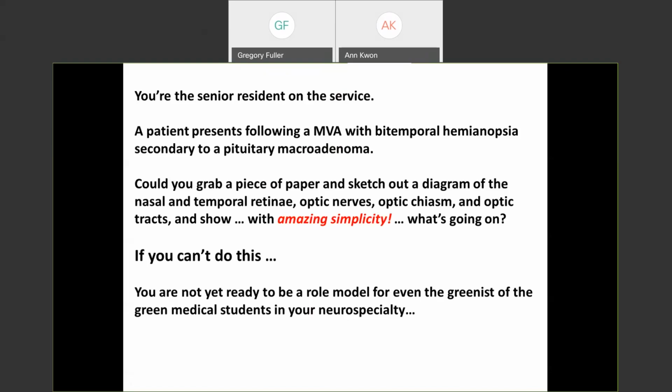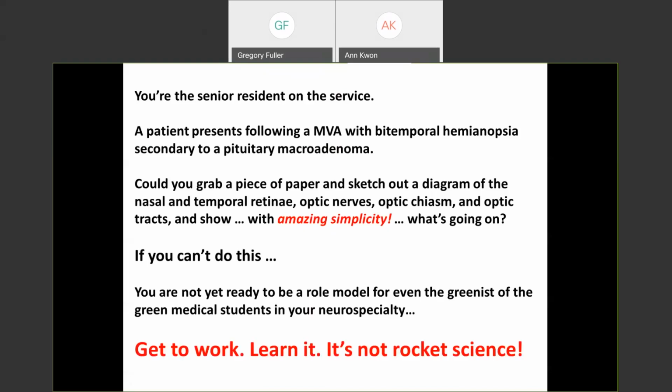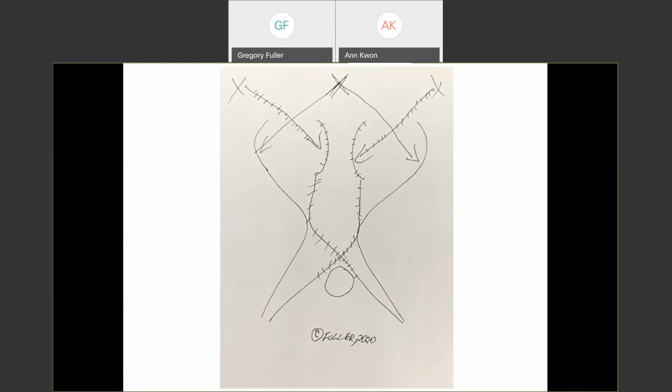Now, if you're a body imager or a general surgical pathologist, I will cut you a break, but not for the neuro people. Okay. Get to work, learn it. It's not rocket science. In fact, it's beautiful in its simplicity. I learned it way back when I was a graduate student in neurology. I've never forgotten it. In fact, here is a diagram that I did this very day, and honest to goodness, this took me, I should have timed it, I think 30 seconds.